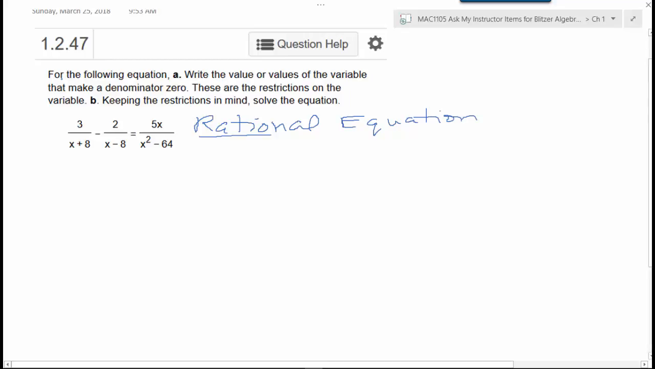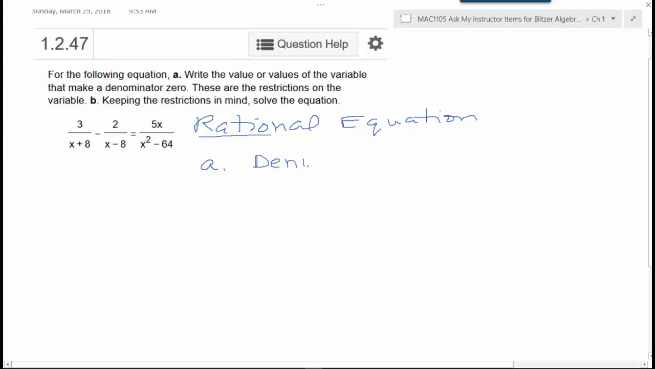The instructions say, for the following equation, write the value or values of the variable that make the denominator 0. These are restrictions on the variable. That's part A. So let's go ahead and do that. Remember, we're not allowed to have denominators equal to 0.